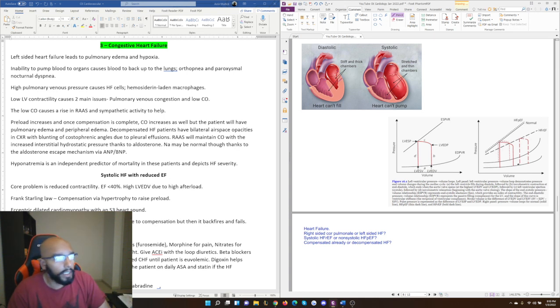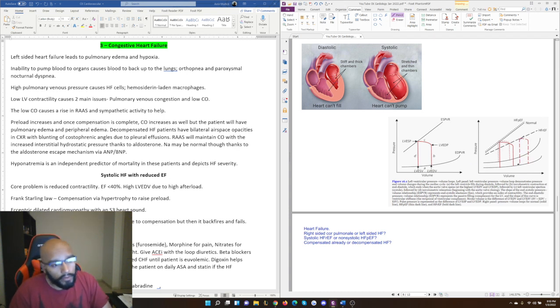So the fraction of the amount of blood coming in and being pumped out is still good, right? So ejection fraction is good. The ratio of blood coming in and being pumped out is still good, but the stroke volume is low because the exact amount of blood coming in is lower.